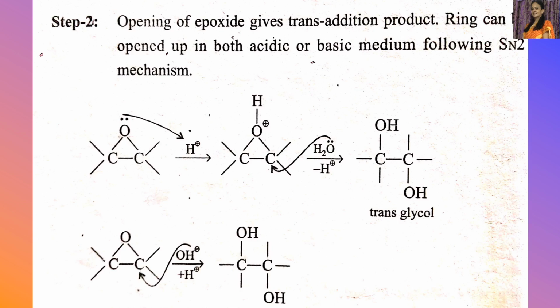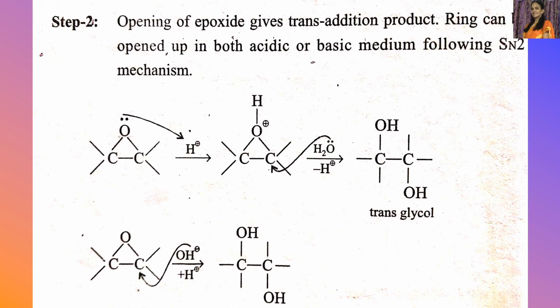So trans glycols are produced in acidic as well as basic medium. Here we discussed acidic medium. In the basic medium, what happens? The base, that is OH minus, goes and attacks one of the carbon atoms, any carbon, from the back side. Then the bond breaks, and it abstracts the proton from water to form OH here, and this OH forms a bond to this carbon. So OH and OH, that is once again a glycol.